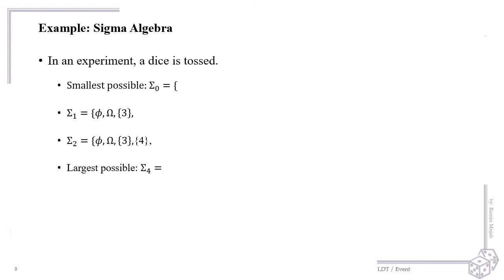Let's consider an example. In an experiment a dice is tossed, we know that the sample space is the set of 1, 2, 3, 4, 5, and 6. We want to write down the smallest possible sigma algebra. We know from the second axiom that the empty set is a member of every sigma algebra, therefore it must be here. Its complement is omega, therefore it must be a member too. Their union is omega, which is already a member, and that's it. It is known as the trivial sigma algebra. It has two members.